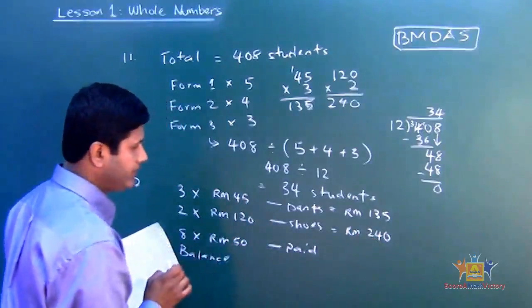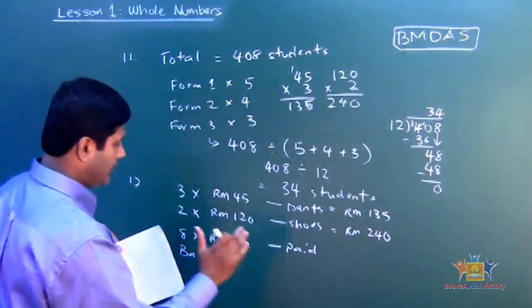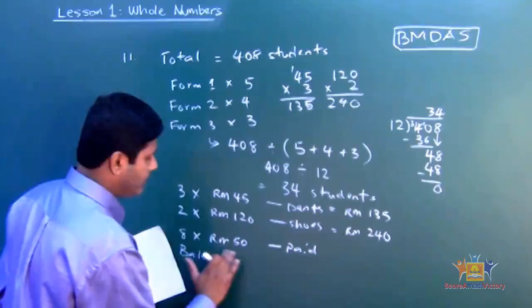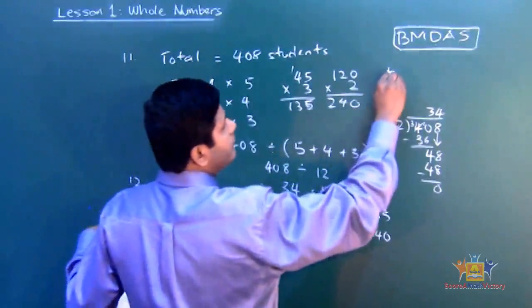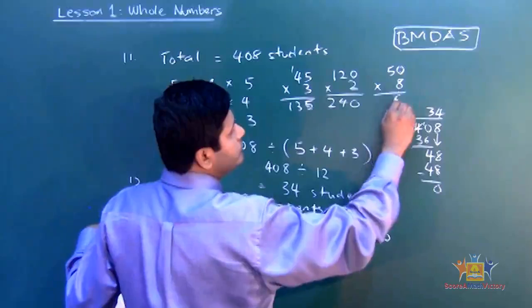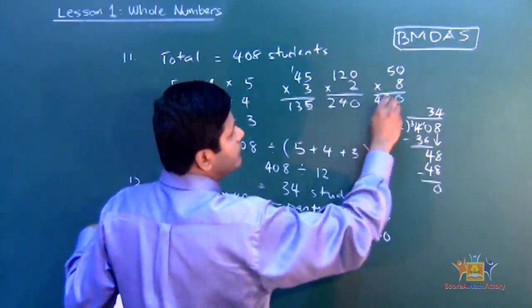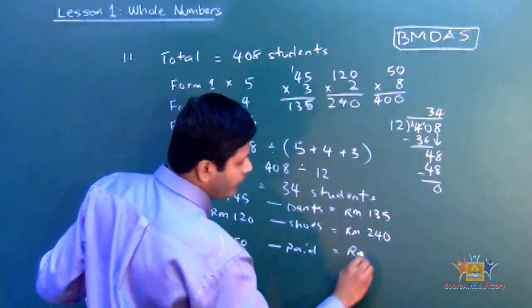Okay, so that means he has to pay that amount, which goes against the amount that he gave to the cashier, which is 8 times 50. So we're going to put 50 times 8. 8 times 0 is 0, 8 times 5 is 40, which is 400. So he gave the cashier 400 ringgits.